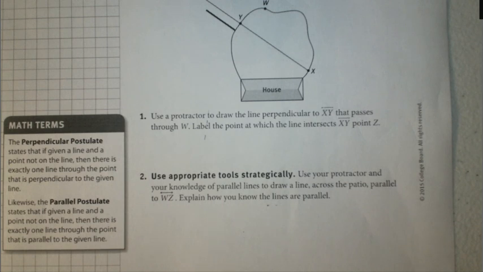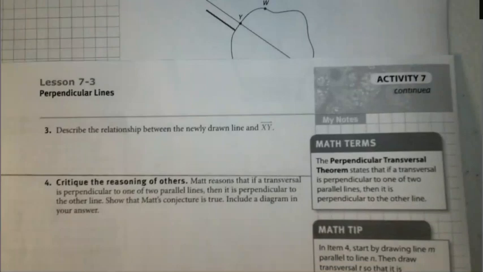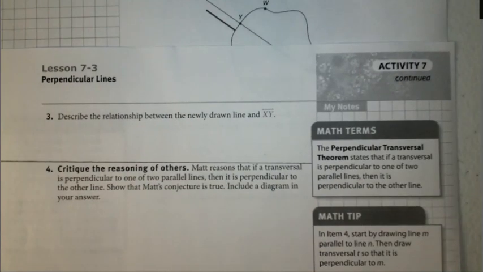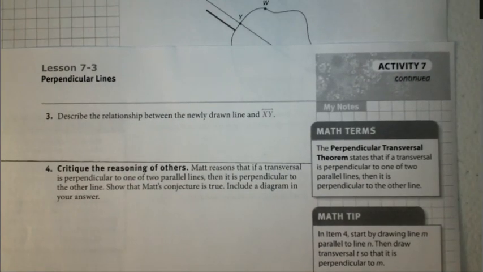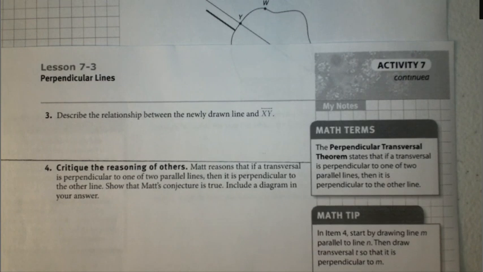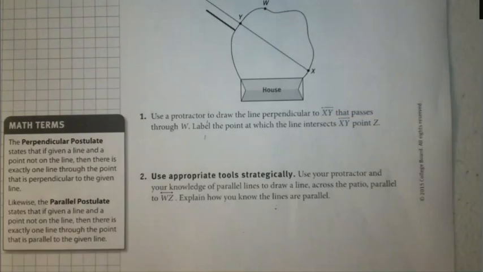2. Use appropriate tools strategically. Use your protractor and your knowledge of parallel lines to draw a line across the patio parallel to line WZ. Explain how you know that the lines are parallel. And lastly, in question number 3, it says describe the relationship between the newly drawn line and XY.